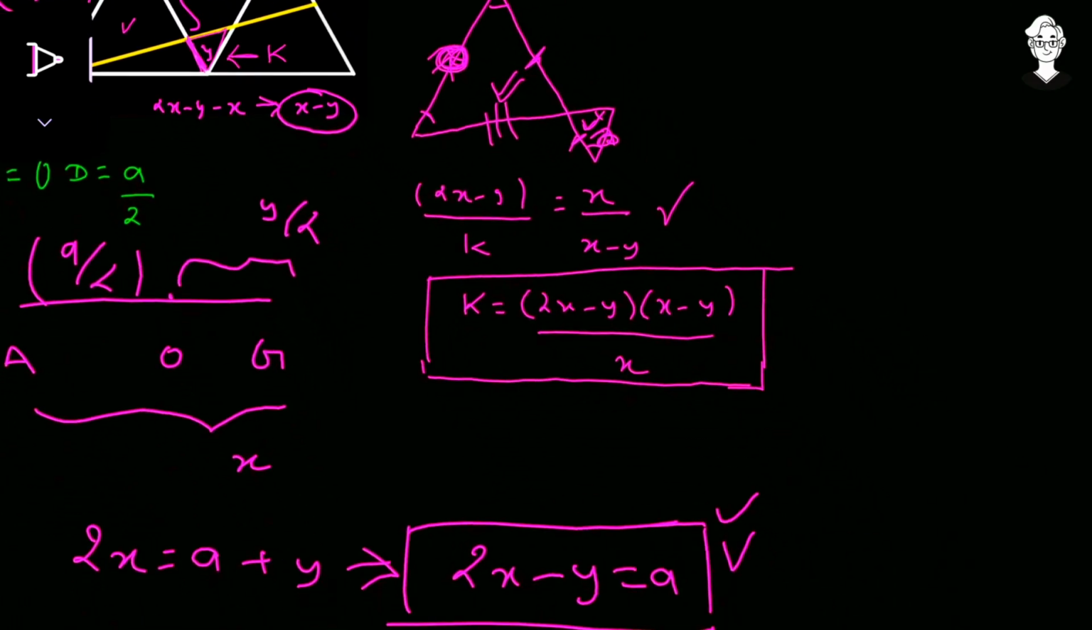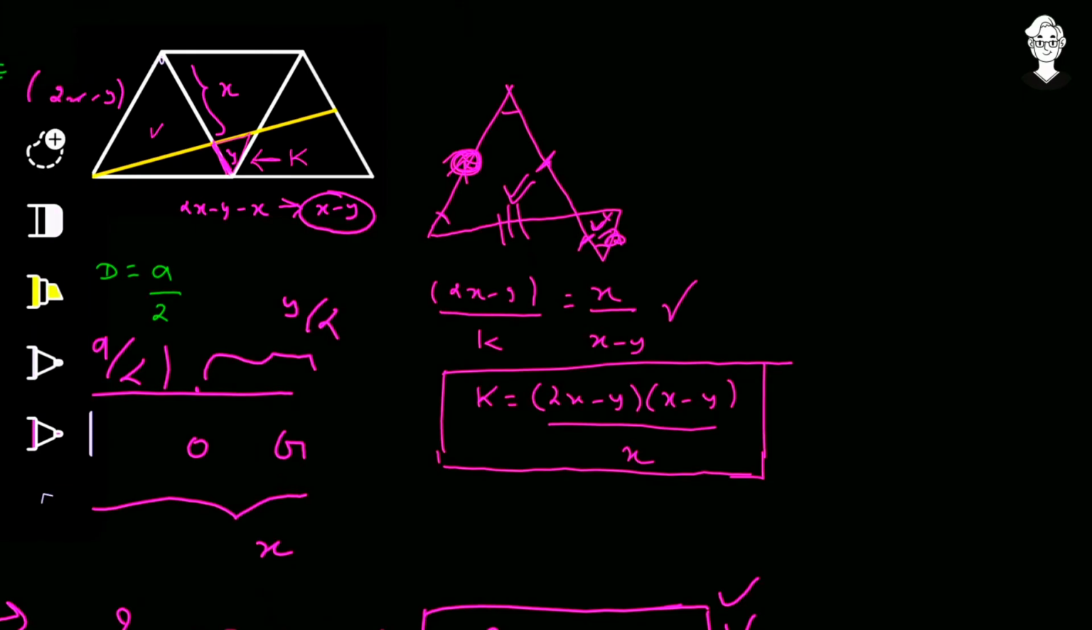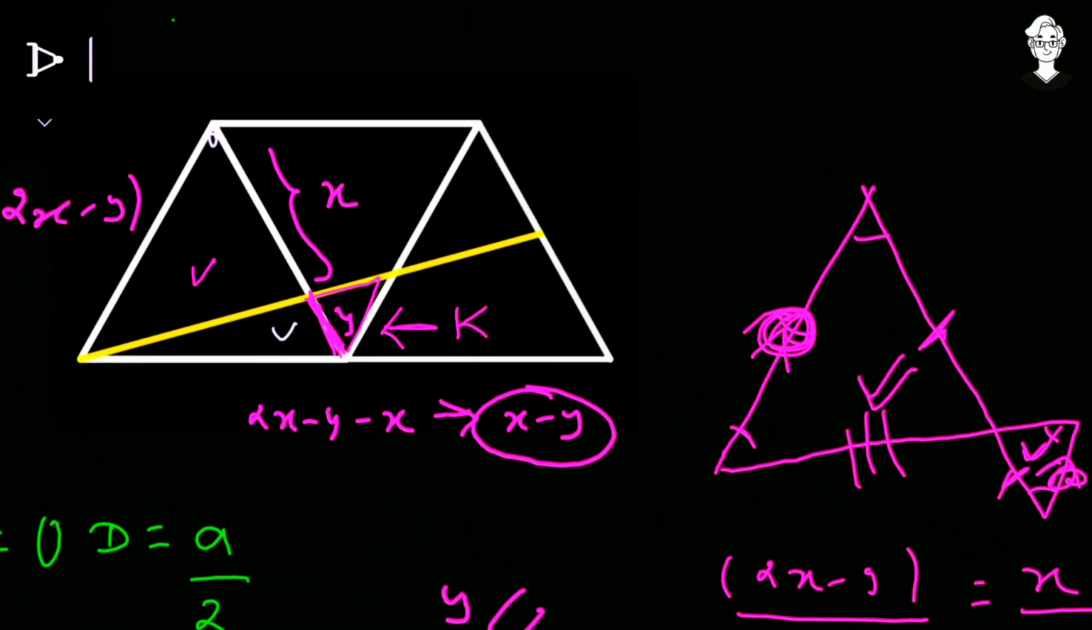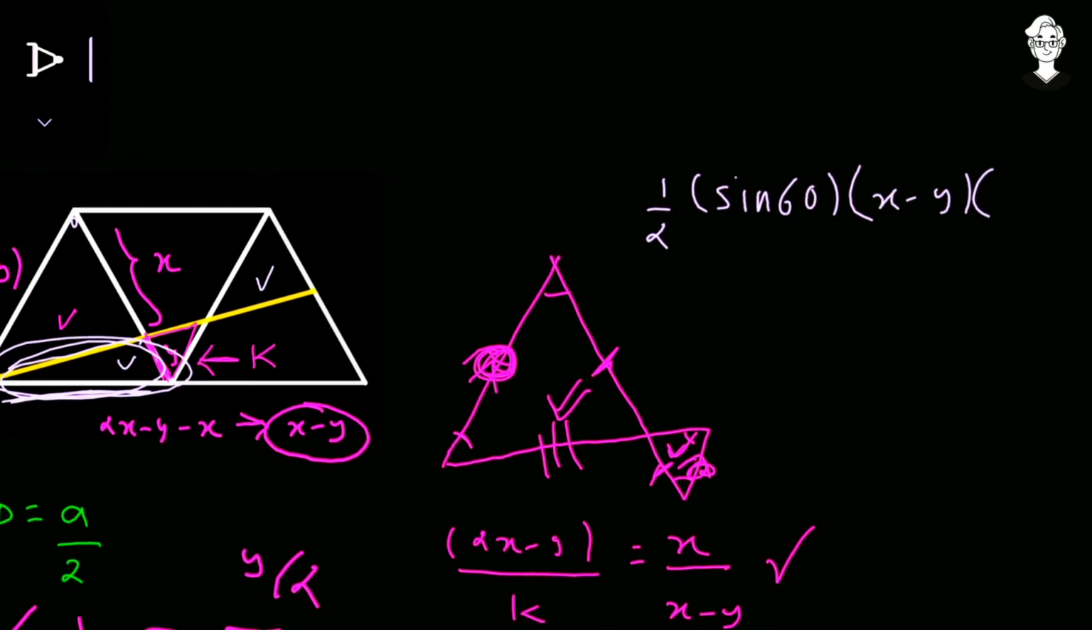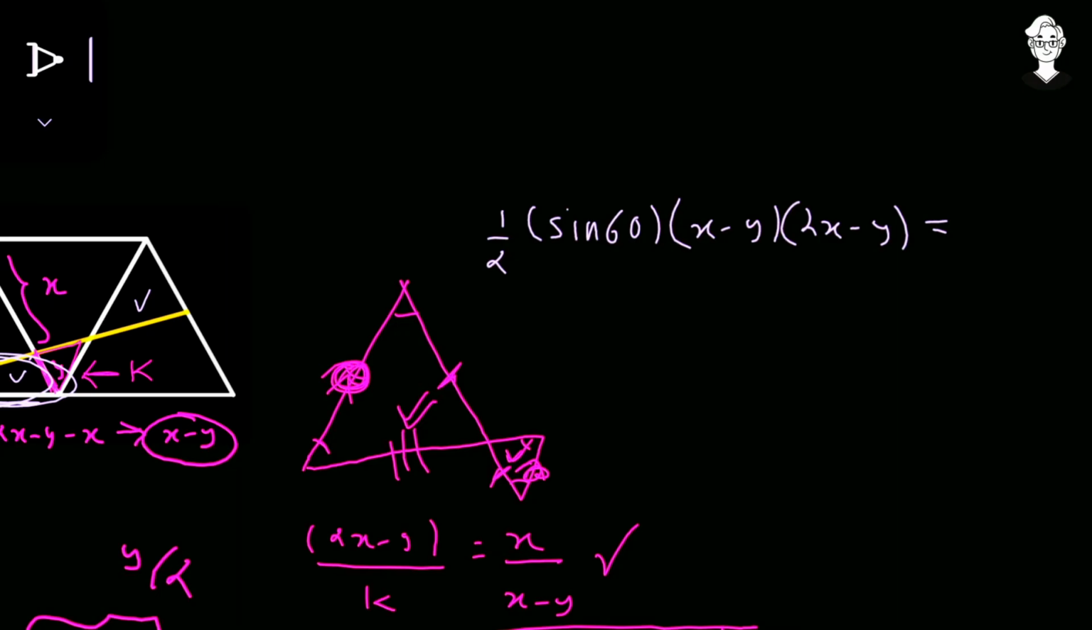Now as I told you, I'm putting those two areas equal, so doing that over here. The area of this is equal to the area of this. The area of the first one is half sine of 60 degrees, the sides, the first side was x minus y, the other side is the base, and the base is 2 times x minus y. And that is equal to the area of this.